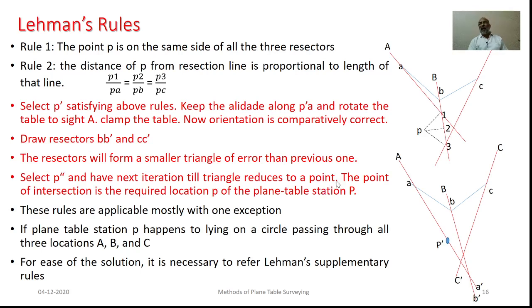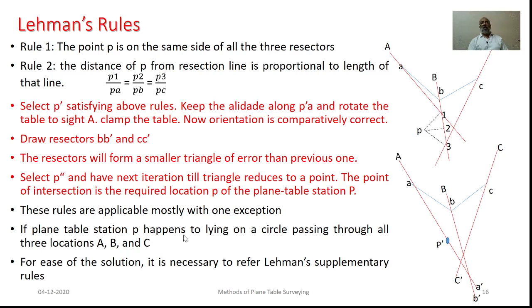So again, as we have these particular resectors, this particular area of the triangle will go on reducing, and ultimately after say 3-4 trials it will reduce to a single station. These rules in fact are enough to arrive at the solution. But if the plane table happens to be lying on the circle passing through all that particular three locations A, B, C, which is nothing but the great circle, it won't give us the required solution.